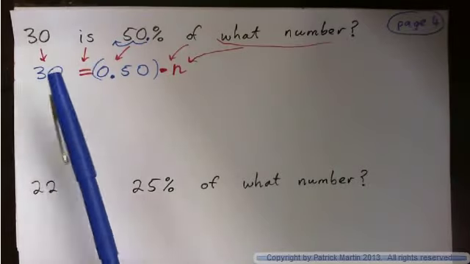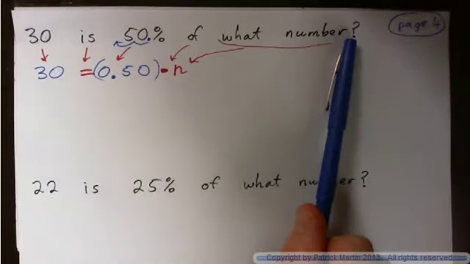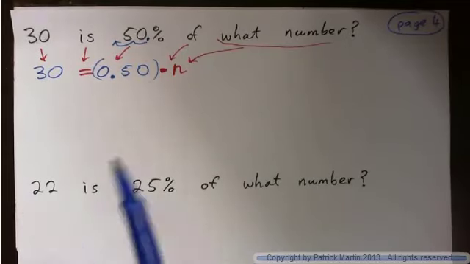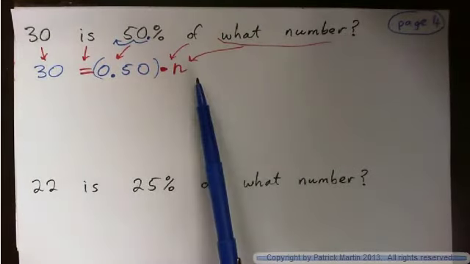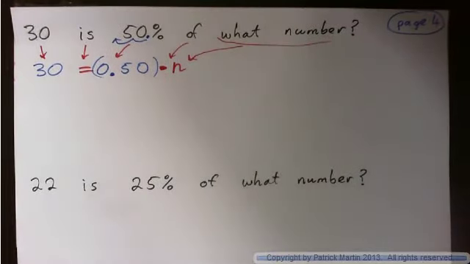So 30 is 50% of what number? We've turned this sentence into an equation. Now we can solve it. So the reason I like to do it this way is many reasons. One is it's great practice to turn a sentence into an equation. That is really good practice. You'll need that in the next few classes.